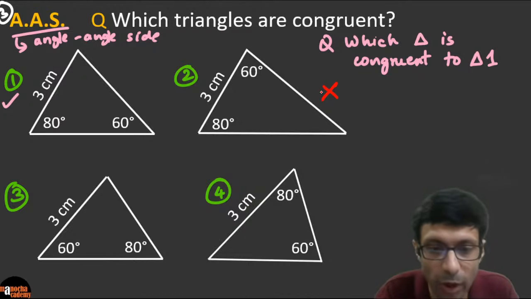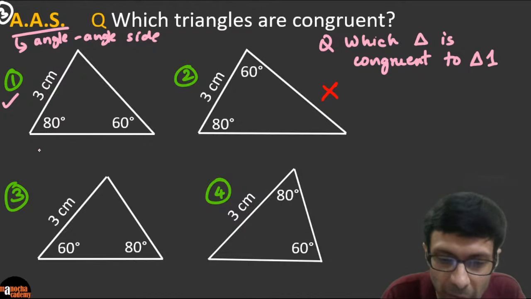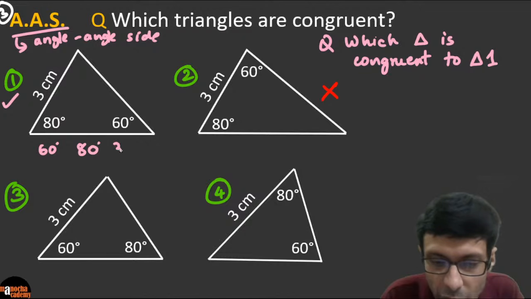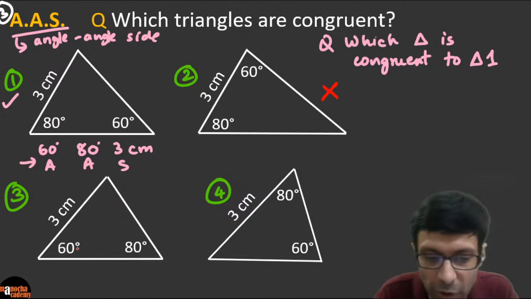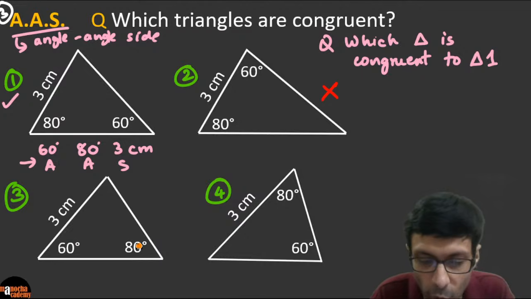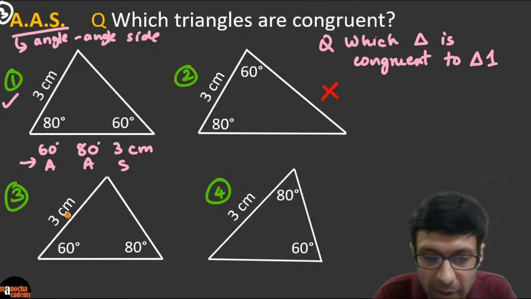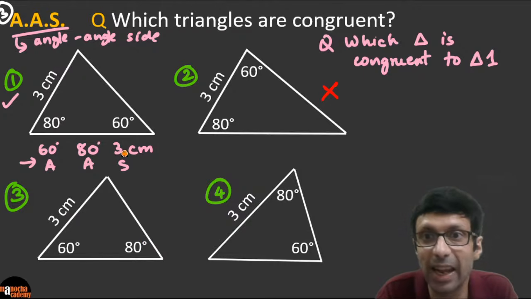Okay, please look, what is our order for triangle 1? We are going 60, 80, 3 centimeters, AAS. So we need to follow the same order for the other triangles, right? So 2 didn't match. Now let's look at triangle number 3 here. So if you go 80, 63 centimeters, now is that going to match? So 80, 63, but this one is 60, 83.